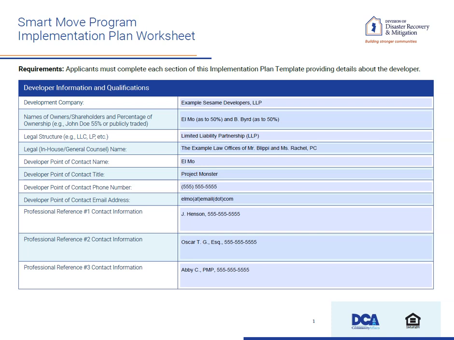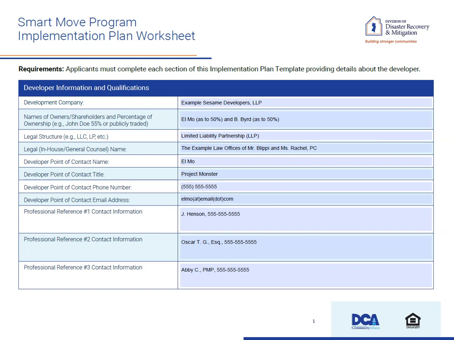ownership details, such as a list of the owners or shareholders and their percentage of ownership, such as 50% between two owners, or indicating that the company is publicly traded. Details about the legal structure of the development company, such as a limited liability corporation, or LLC, a limited liability partnership, or LLP, or a sole proprietorship.